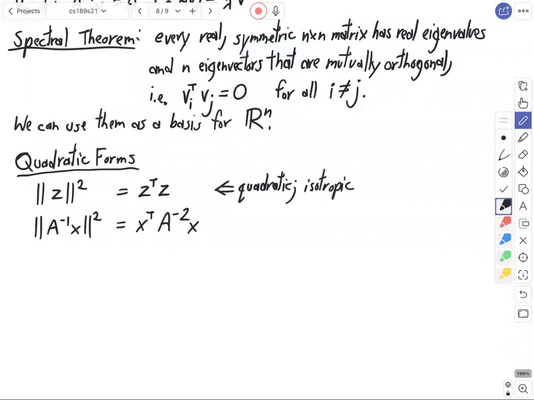And what I mean by that is that the curvature is the same in every direction. And if you draw the isosurfaces of this function, you get spheres, like perfect spheres, not ellipses or ellipsoids, but perfect spheres.